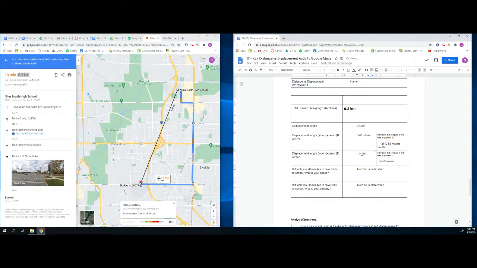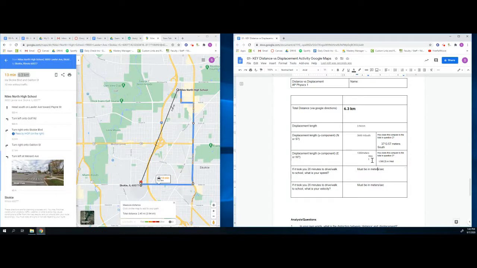Again, there should be a 0. I'm going to get rid of this decimal, and this is in meters. Okay. And why does it say west? Oh, this should say west, because I went west overall. I went from Niles North to Niles West, so I was actually going west.